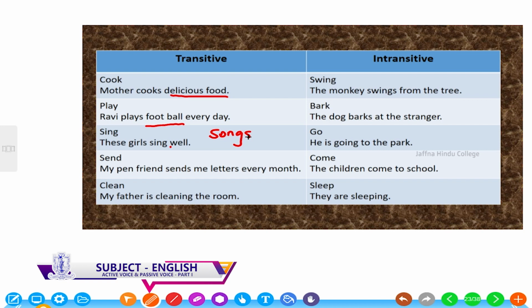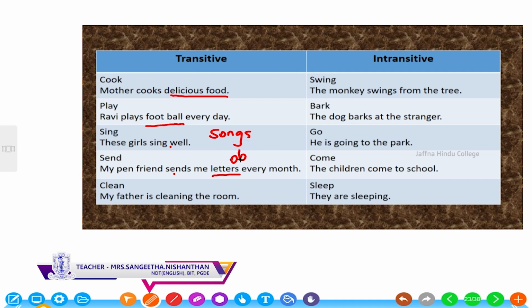My pen friend sends me letters every month, right? Who? My pen friend, subject. What does she do? Sends, the verb. But does she send letters? This is the object.